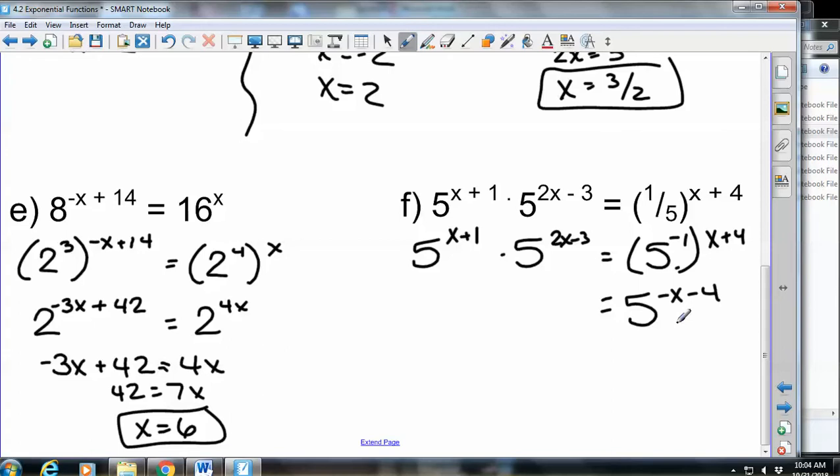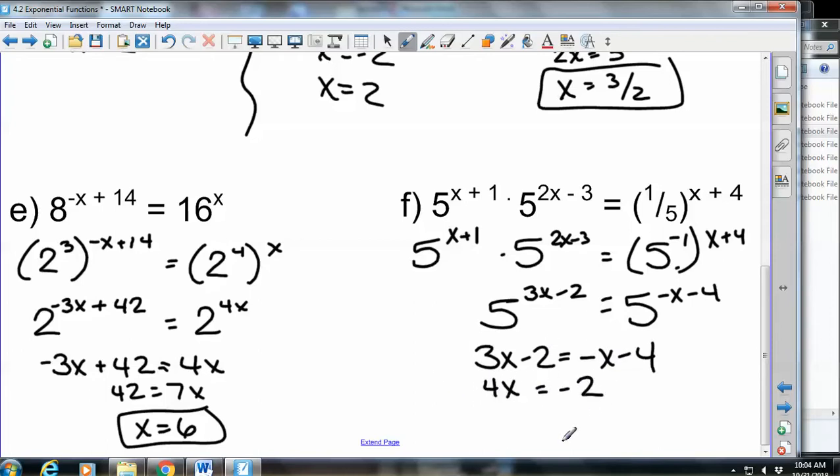So the 5 is written each time. I can put those together by adding my exponents. So x plus 2x would be 3x. 1 plus negative 3 is negative 2. Now I have the base once on each side. Now I can drop it. So add your x, add your 2, divide, and we get negative 1/2.